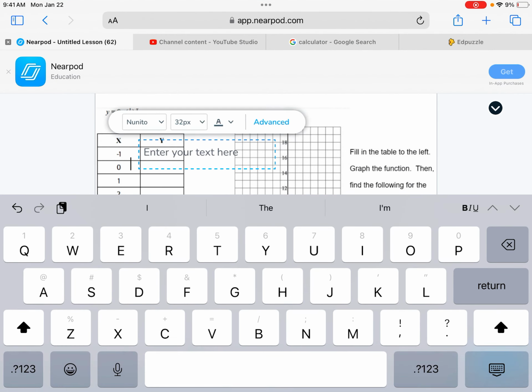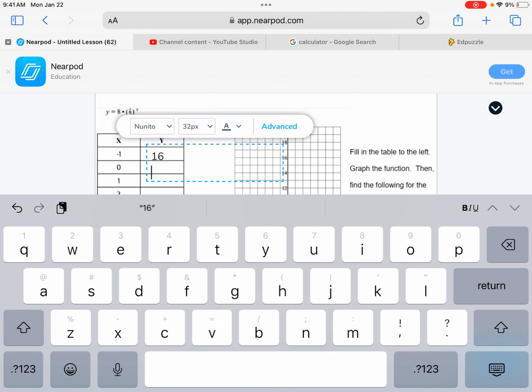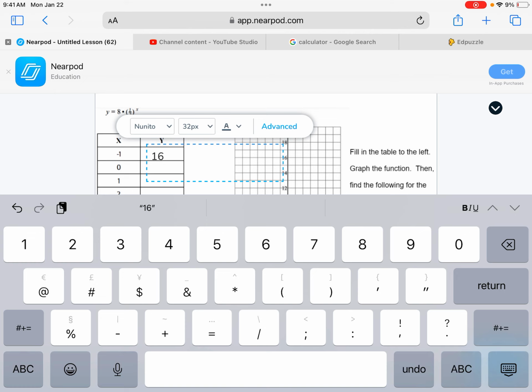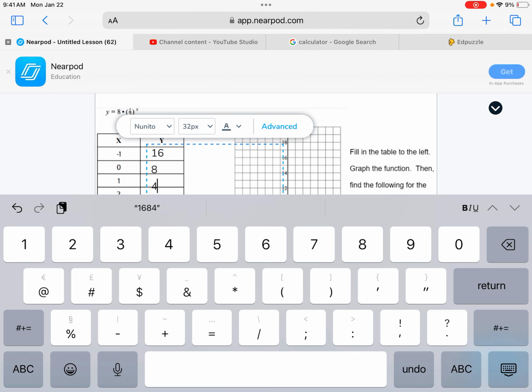I'm going to start typing this in, where -1 is 16. And then I have 8. And then I have 4. And then I have 2.